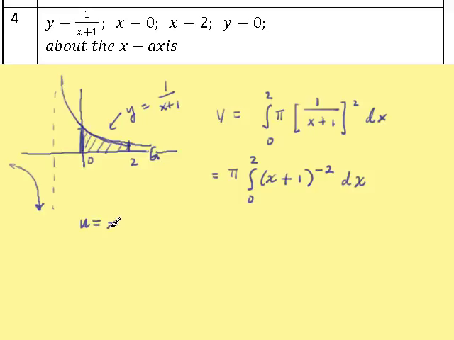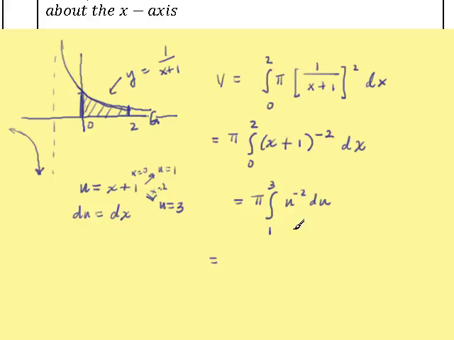So we would just write u equal x plus 1 and du is equal to dx. And then we have these limits to take care of as well. When x is equal to 0, u equal 1, so I'll put that here. And if x is equal to 2, then u is equal to 3. So we're integrating from 1 to 3, u to the minus 2, and dx is equal to du.